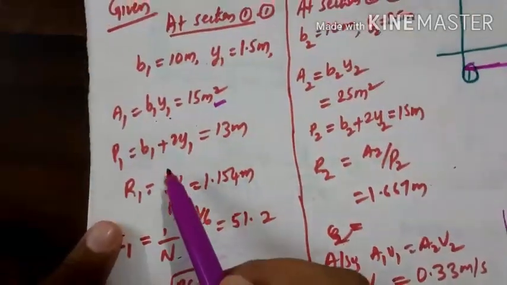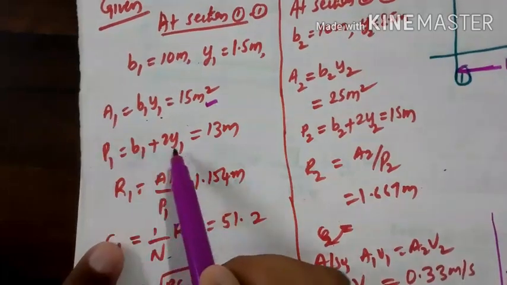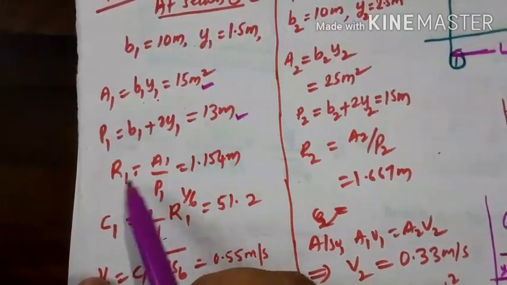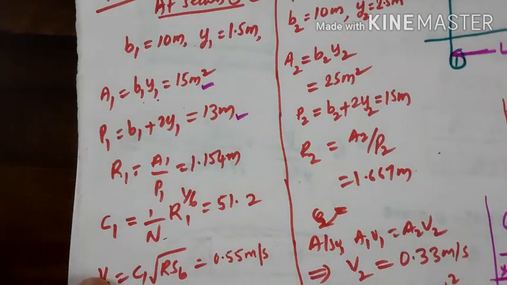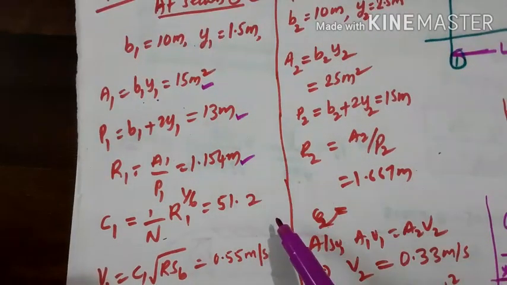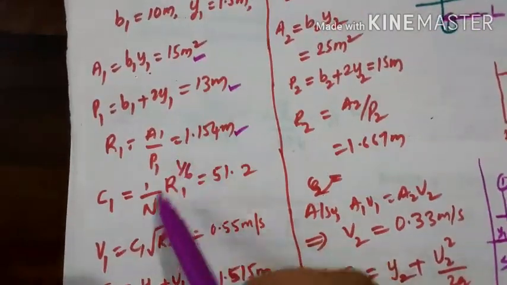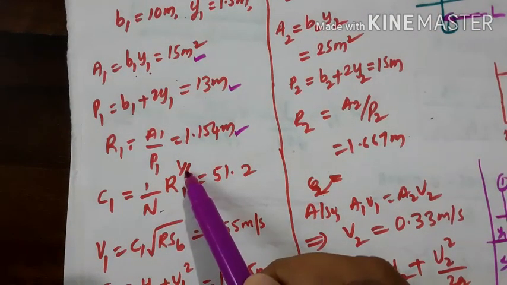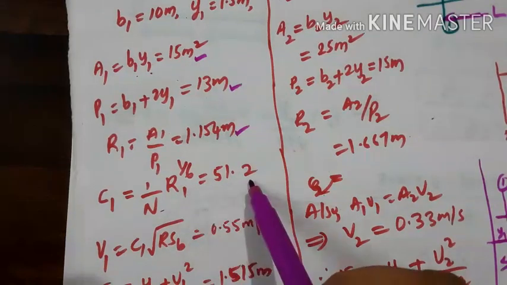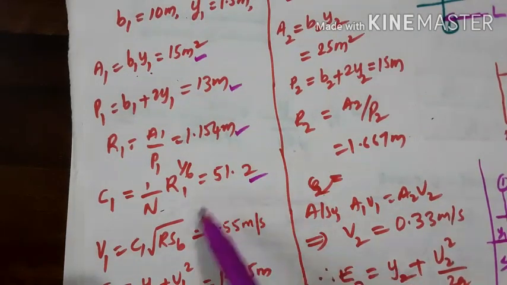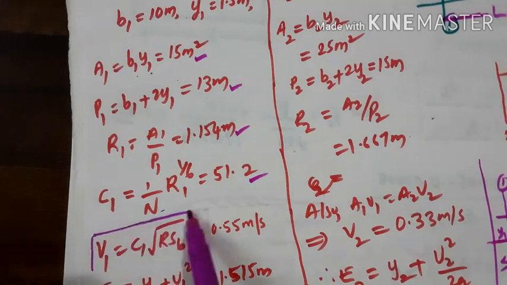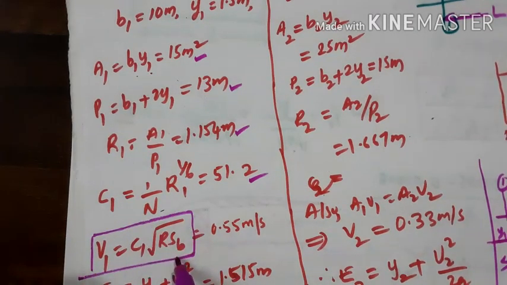So since we are taking section 1, the wetted perimeter is b1 plus 2y1, 13 meter. Then the corresponding hydraulic radius is a by p, that is a1 by p1. Then the Chezy's constant c1 is equal to 1 by n r1 raised to 1 by 6. This formula we know, the Chezy's formula. Then the corresponding velocity at section 1 is Chezy's c1 into root of r s_b, we get 0.55 meter per second.